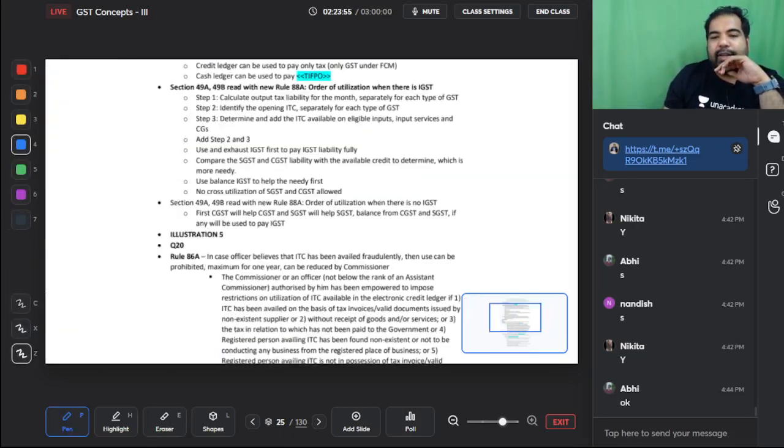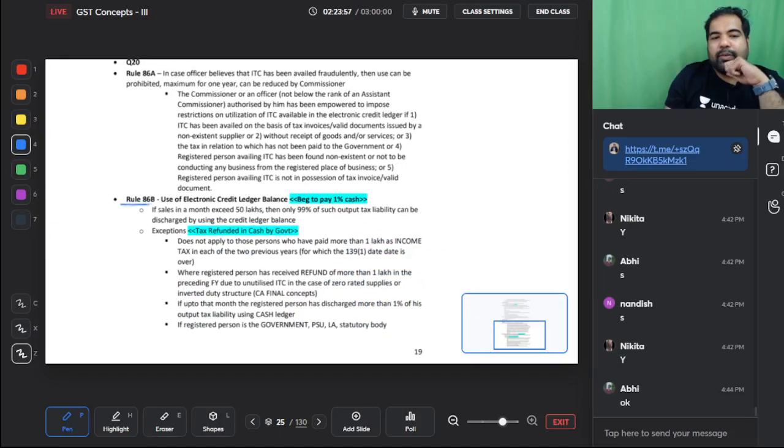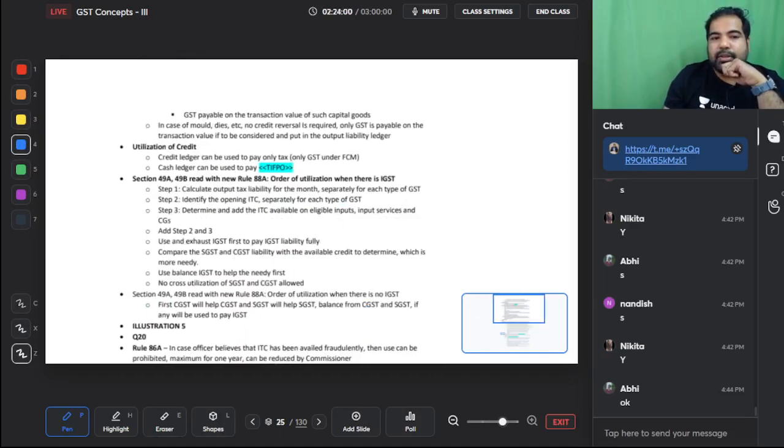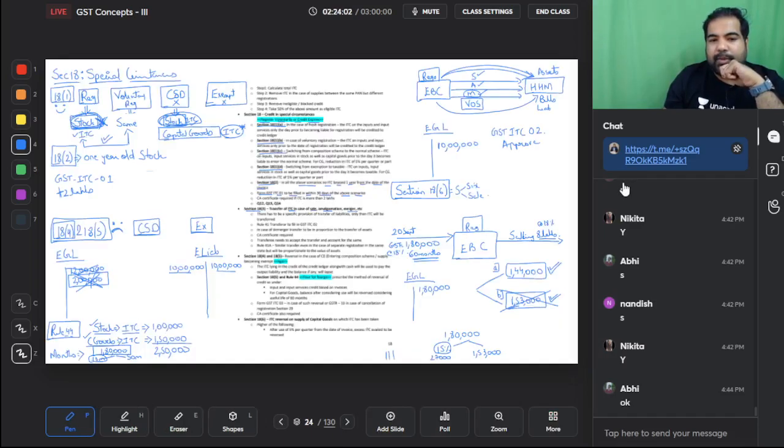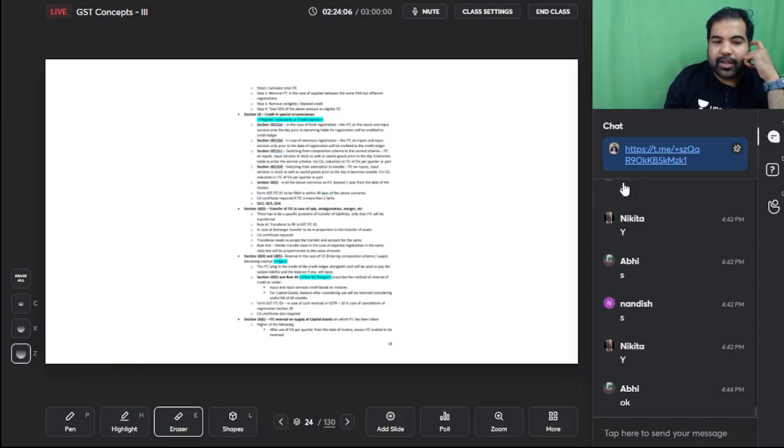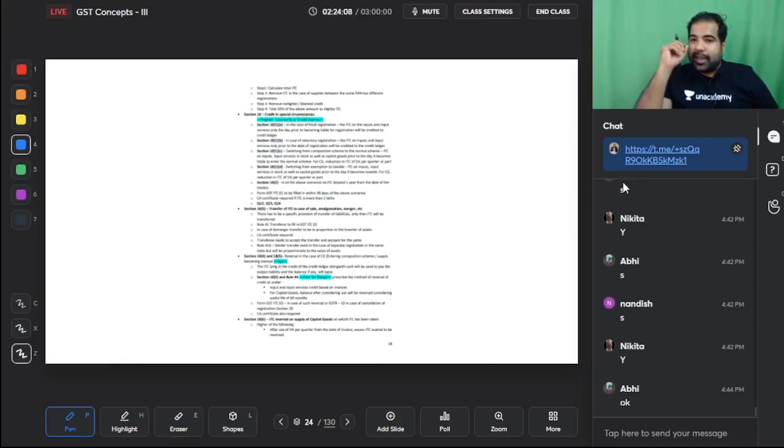And the next rule, 86B, we will be able to do only when we finish the next leg, that is payments. Once we finish that, we will be able to do this. So I'm removing all of this and looking at the last part of the ITC chapter, which is asked every year in your exam. Pay attention, guys.